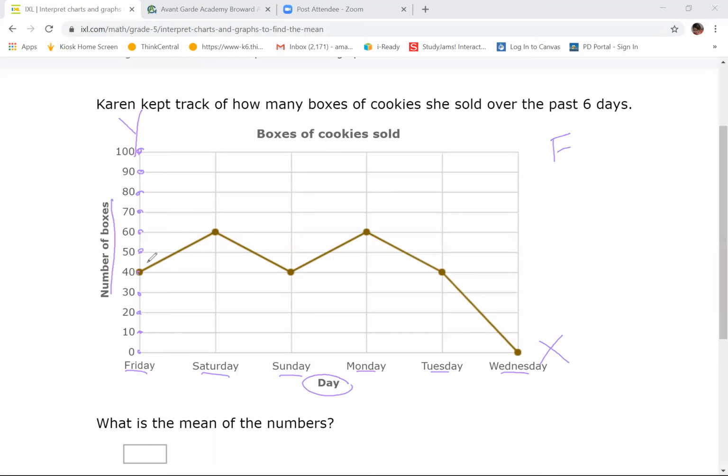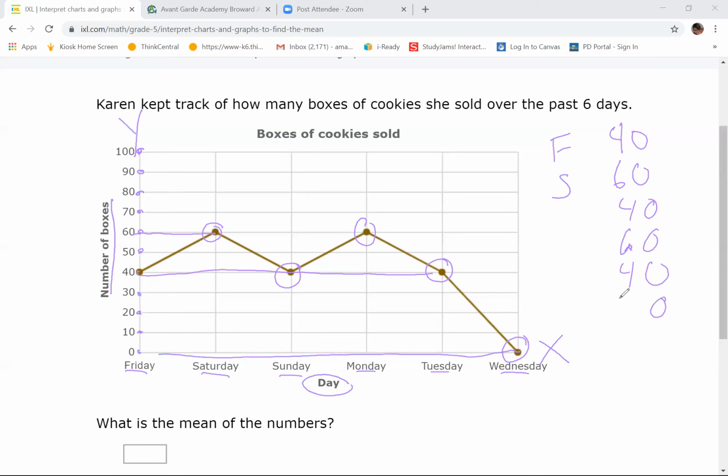On Friday, they sold 40 boxes. On Saturday, how many boxes are there? Whoop, 60. How about on Sunday? How many boxes did they sell? 40. And on Monday, 60. And how about Tuesday? Oh, 40 again. And then finally Wednesday. Oh, nobody wanted cookies on Wednesday. So we're at 0. Step 1, to find that mean, is add them all up.